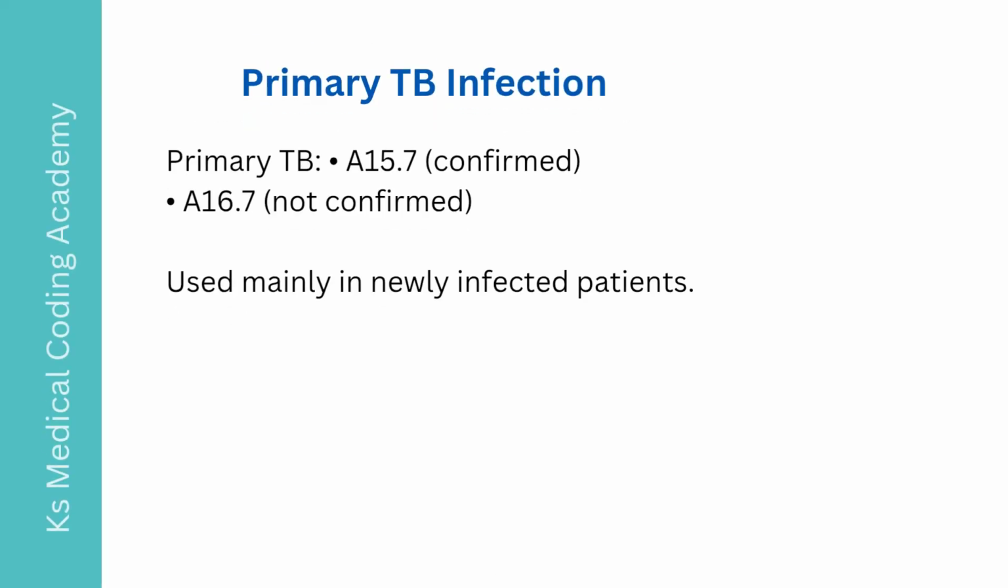Primary TB infection. Primary tuberculosis infection is used mainly in newly infected patients. Confirmed primary TB is coded as A15.7, and unconfirmed primary TB is coded as A16.7.